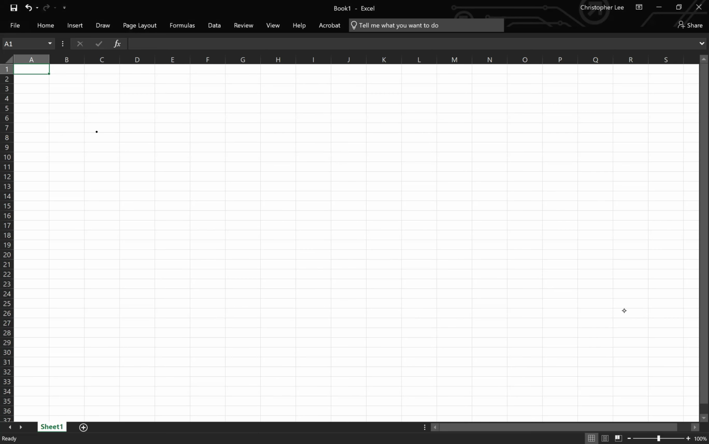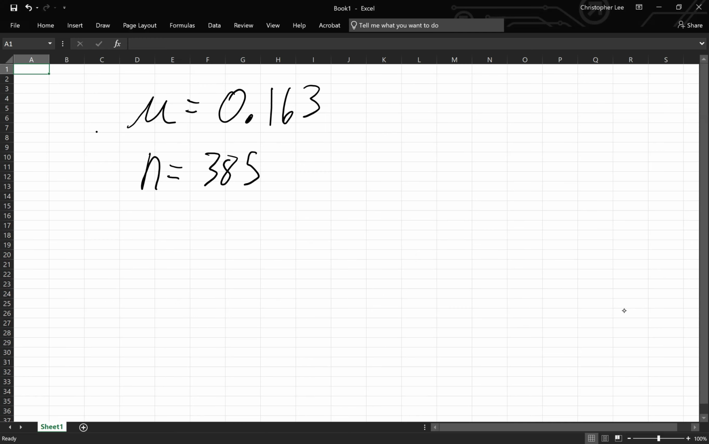So it says that a baseball player has a lifetime batting average of 0.163, right? It says average, so I know that that's the population mean mu, which is 0.163, right? If in a season this player has 385 at bats, right? So that sounds like an N, right? Is 385, right? What is the probability he gets 45 or more hits, right? So that sounds like X, yep, or more, right?